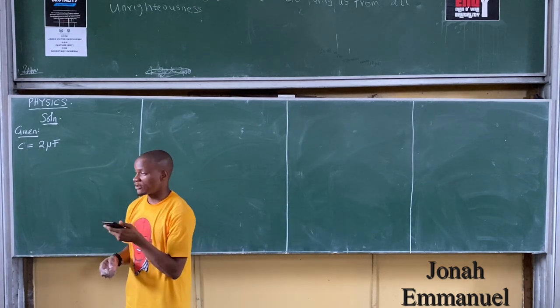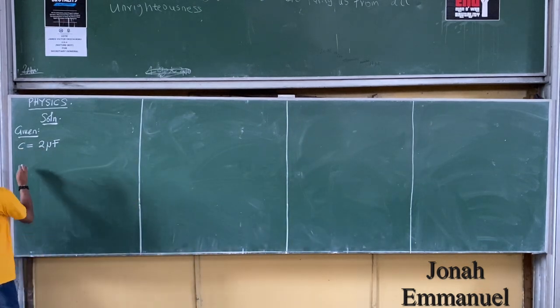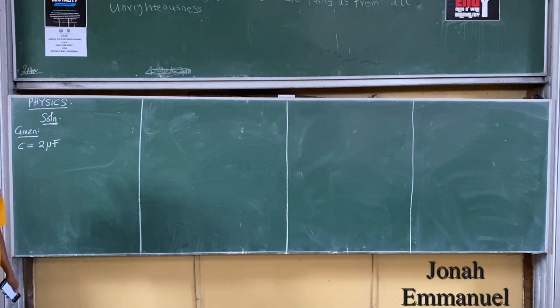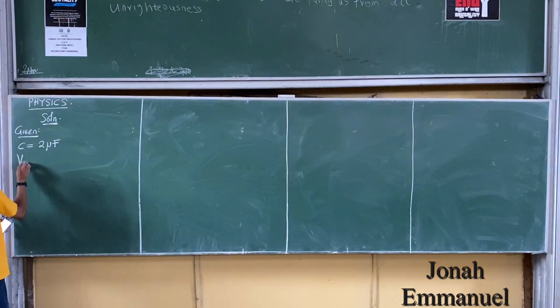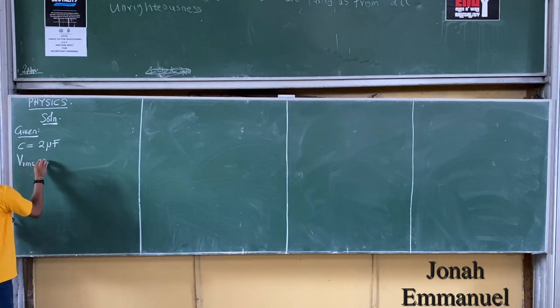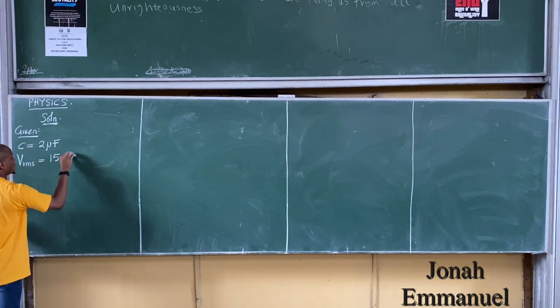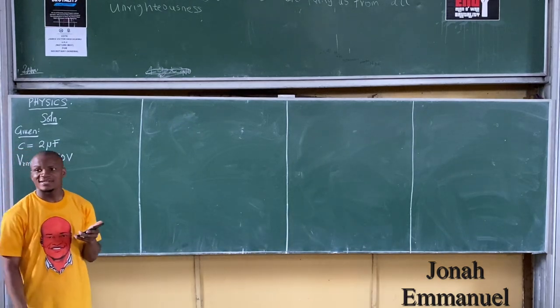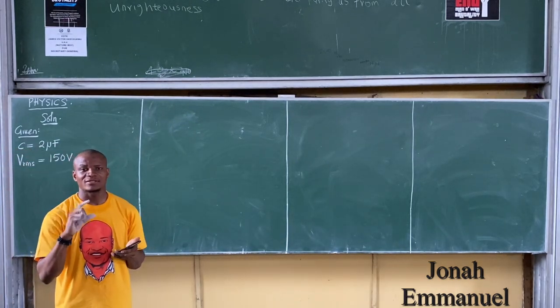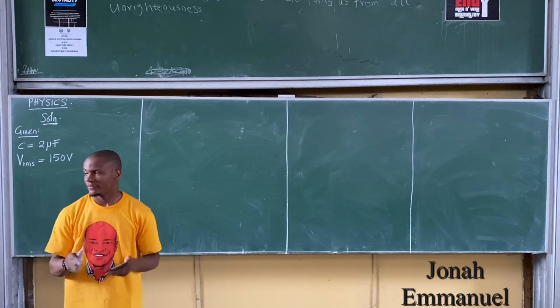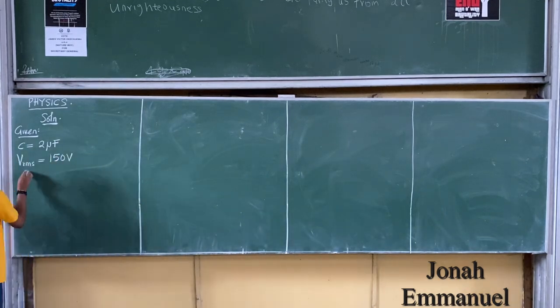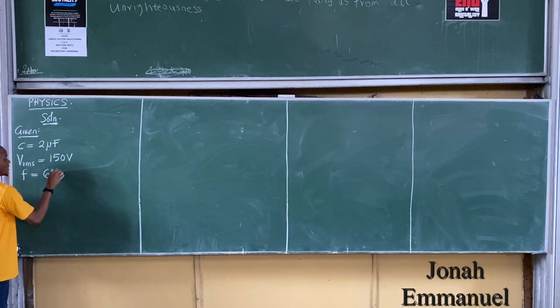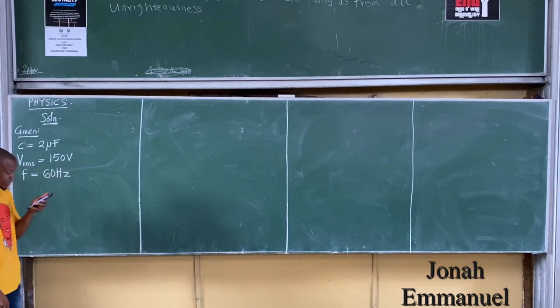Across 150 volts RMS. So what am I giving there? Look at me. Is it the V or V RMS? I'm giving V RMS, which is 150 volts. That's it. Okay, next up, you see 60 hertz. What does it represent? Hertz, frequency. I'm giving frequency as equal to 60 hertz.